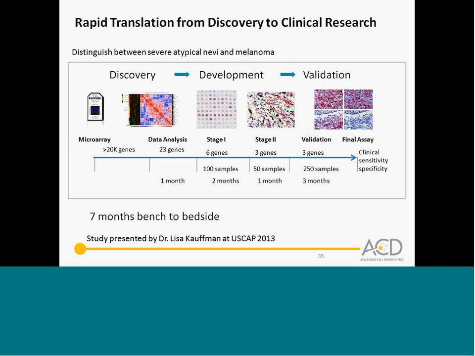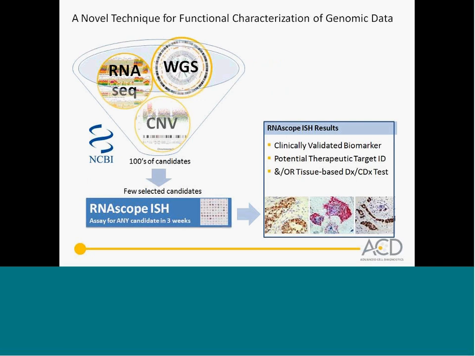Slide, please. We'd like to point out that when you use novel techniques to characterize genomic DNA, a lot of it now is coming from NGS studies, either of the whole genome or the transcriptome in RNA-seq or copy variation studies. You typically end up with candidates that have particular expression changes or novel changes that you want to further characterize. One technology that's going to be extremely useful for this is to design probes to these markers and be able to validate them at the tissue level in a relatively rapid fashion, so we can help with clinical validation of biomarkers, identifying potential therapeutic targets, and also help with tissue-based diagnostics and diagnostic assays.